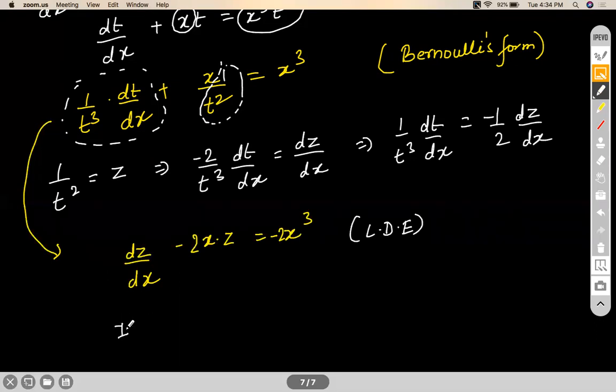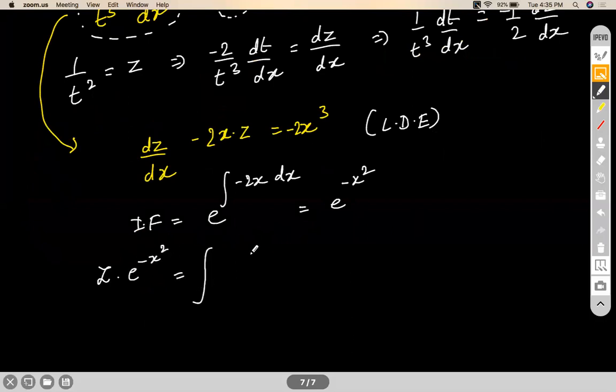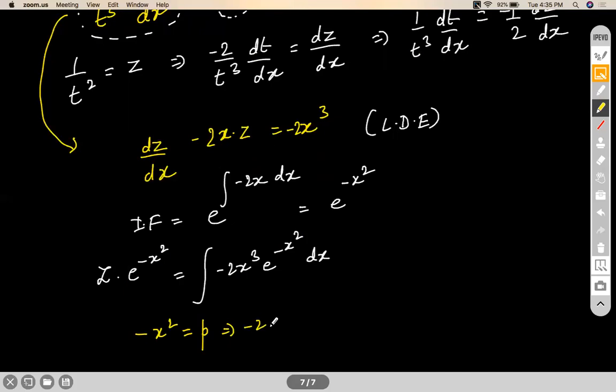So your integrating factor here would be e to the power integral minus 2x dx. That is nothing but e to the power minus x square. Okay. So your general solution will look like this: z into e to the power minus x square equals integral of minus 2x cube e to the power minus x square dx. Correct? Yes. So here what I'll do is I'll take minus x square as p. So minus 2x dx will become dp.